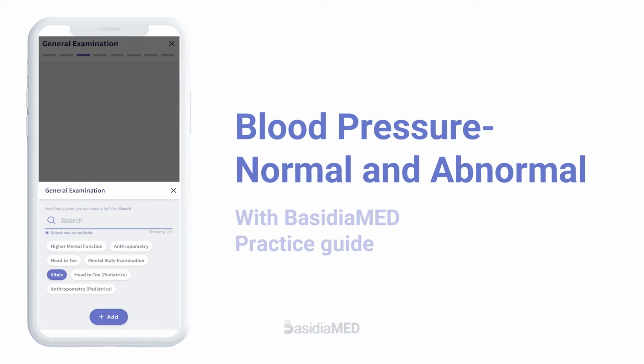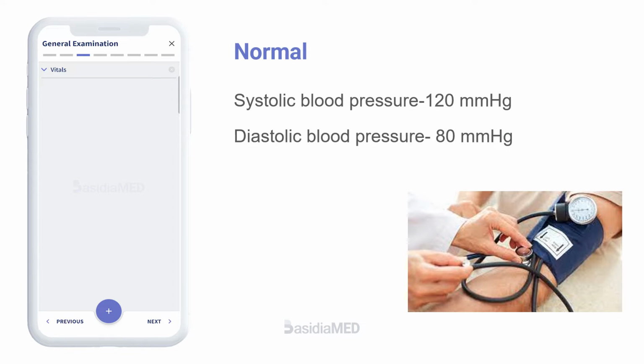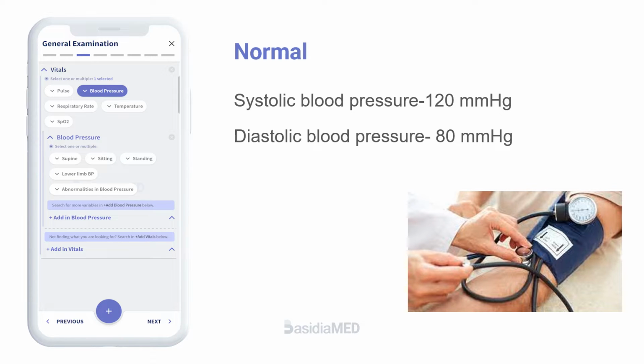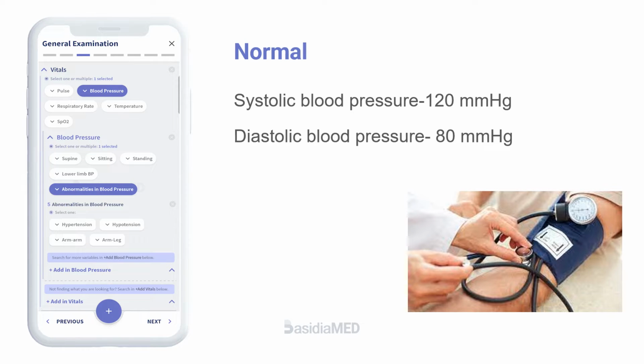Interpretation of blood pressure readings. According to the recent AHA guidelines, a systolic blood pressure less than 120 mm of mercury and a diastolic blood pressure less than 80 mm of mercury is considered normal. Pulse pressure is the difference between systolic and diastolic blood pressure and is normal at 40 and 60 mm of mercury. Normal mean arterial pressure is 100 mm of mercury.